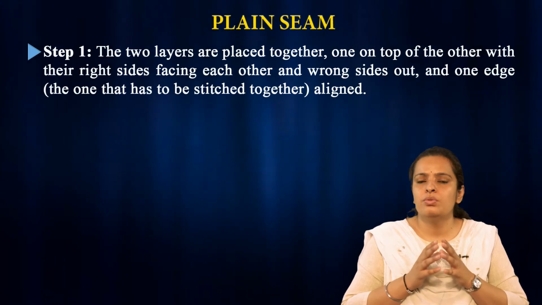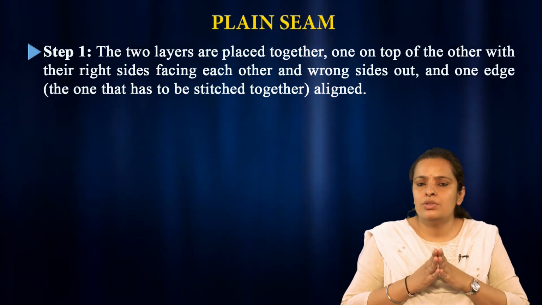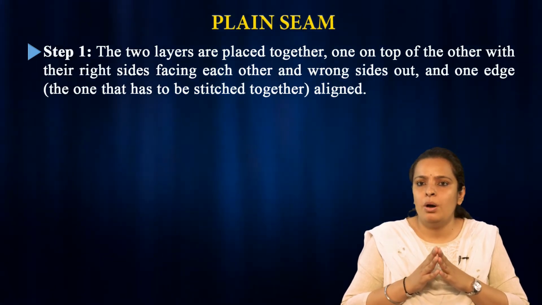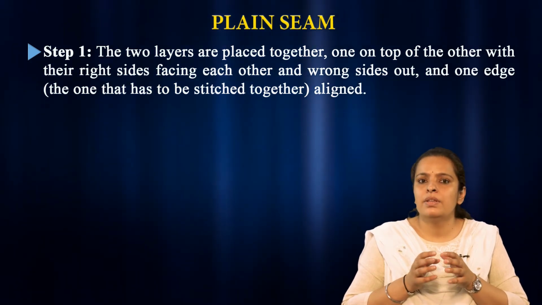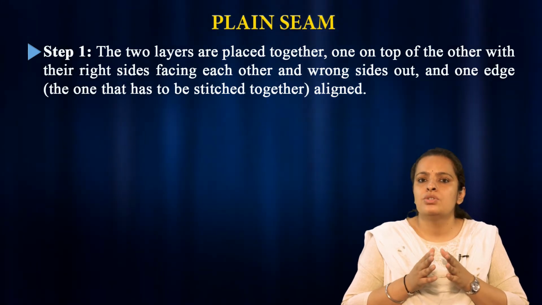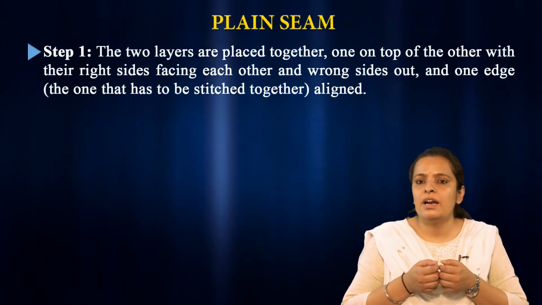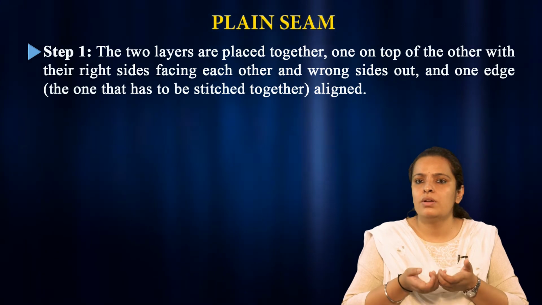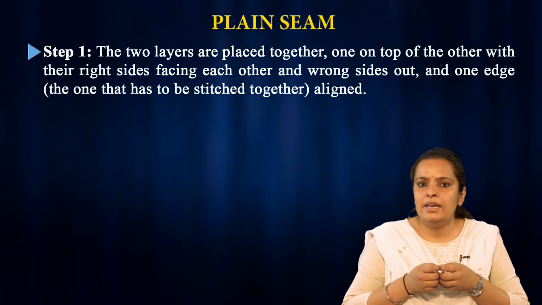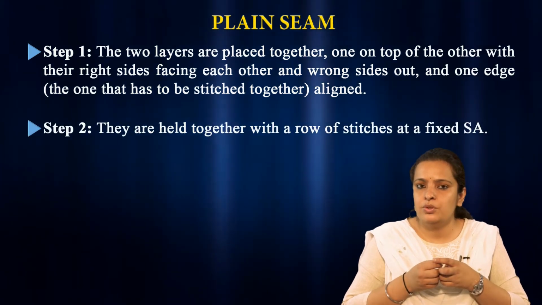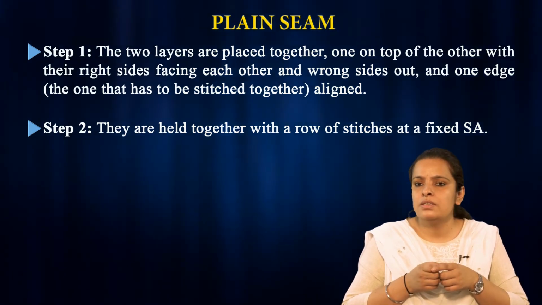So if we have two layers of fabric, we have to keep the two fabrics together, one on the top, with the right sides facing each other and the wrong side out. It means that we have to do the stitching on the wrong side, not on the right side of the fabric. So one edge should be aligned, and in step 2, they are held together with a row of stitches at the fixed seam allowance.